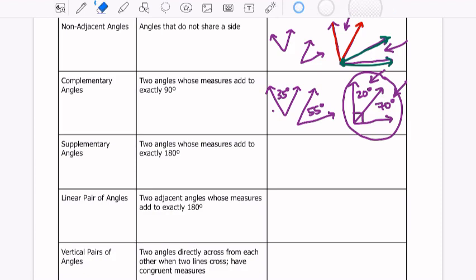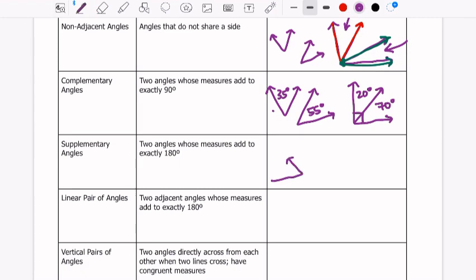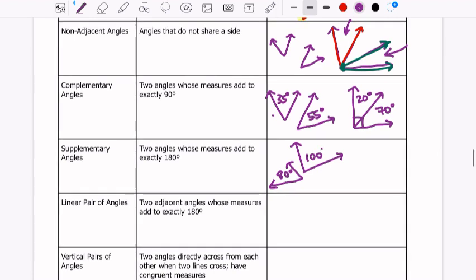Okay, supplementary angles are going to be 2 angles whose measures add up to exactly 180 degrees. And again, they can be adjacent or non-adjacent. So let's say I have this angle here and this angle is 80 degrees. And this angle here is 100. And I know that 80 plus 100 is 180. An example of adjacent angles. So notice I started off by drawing a line. Let's say that this angle is 125 and this angle is 55 because those 2 angles together will add to 180.